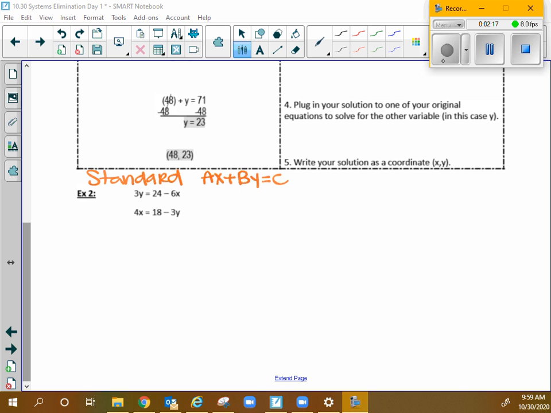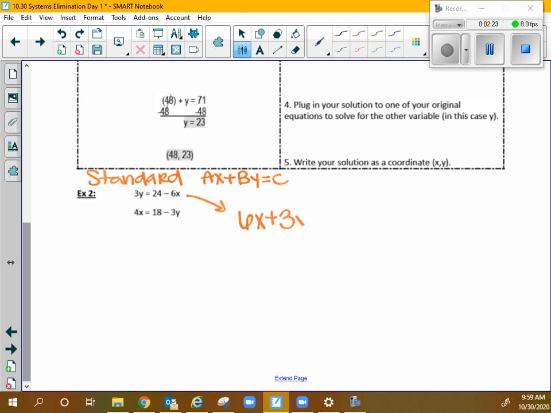Okay, my first equation in standard form, what is it? 6x plus 3y. Very good. 6x plus 3y equals 24. My second equation, love it. Okay, so I've lined my variables up.